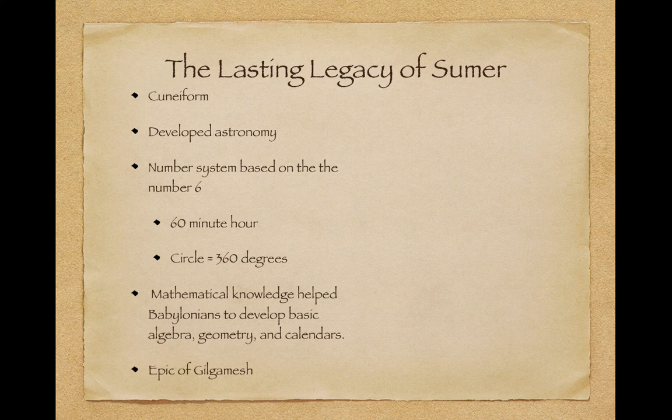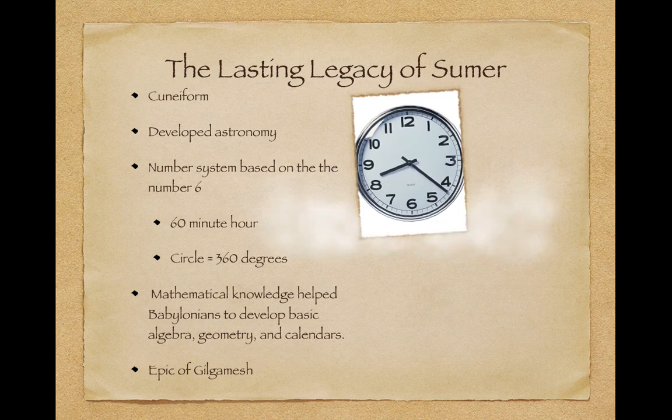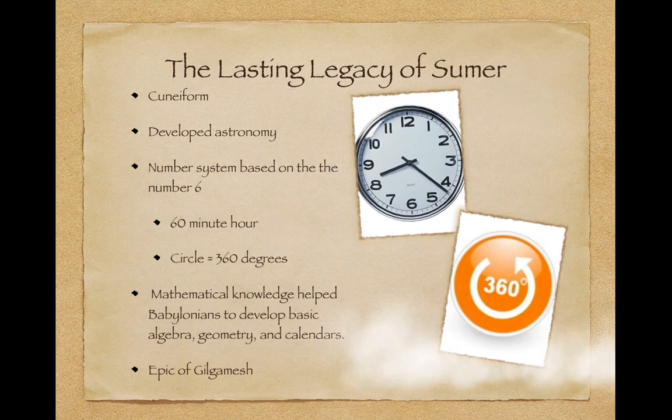And then lastly is the Epic of Gilgamesh. And like I said, we are going to watch and talk about what goes on in the Epic of Gilgamesh. If we have it, we might have already in class. If we haven't, then we will. It's just a myth about one of the mythical rulers of Sumer. So again, you have the 60-minute hour and 360 degrees in a circle. Those are two of the big mathematical things that come from Sumer.